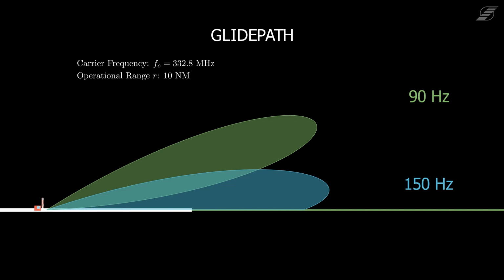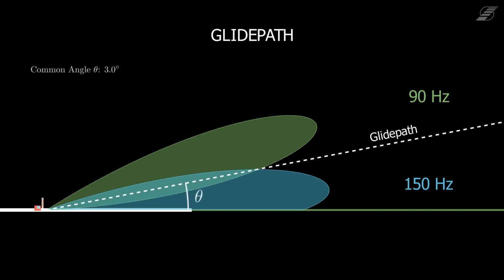Here too, the space modulation produces a lobe at a dominant frequency of 90 Hz and a lobe at a dominant frequency of 150 Hz. The operational range to receive a usable signal from the two lobes is 10 nautical miles. Viewed from the side, the lobe dominated by 90 Hz is positioned higher than the lobe dominated by 150 Hz. The optimum glide path, which usually has an angle of theta equal 3.0 degrees, is located in the middle of the two lobes.